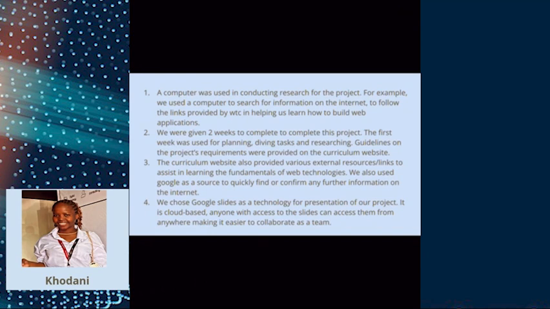We also needed to be able to show that we were using a computer to conduct our research. For example, we used a computer to search for information on the internet, to follow the links provided by We Think Code in helping us learn how to build web applications. We were given 2 weeks to complete the project. The first week was used for planning, dividing tasks and researching. Guidelines on the project requirements were provided on the curriculum website. The curriculum website also provided various external resources, links to assess and learn the fundamentals of web technologies. We also used Google as a source to quickly find or confirm any further information on the internet.